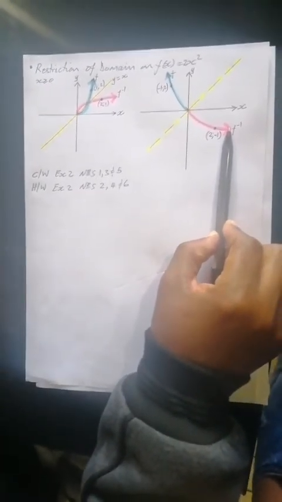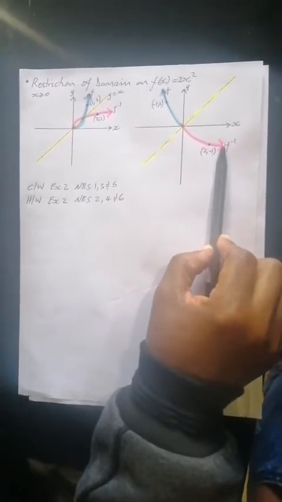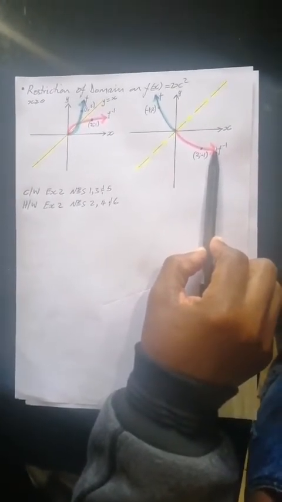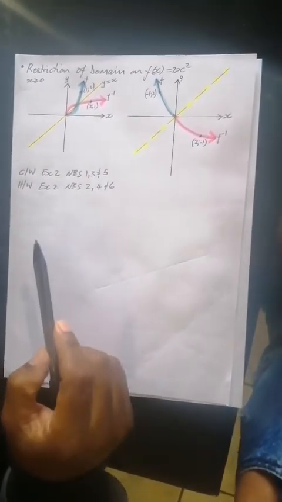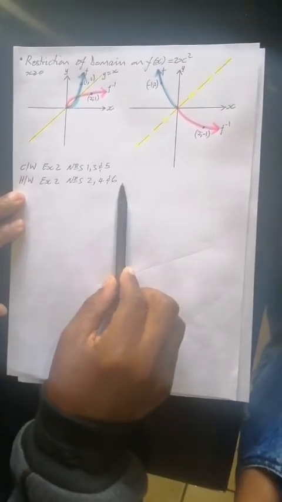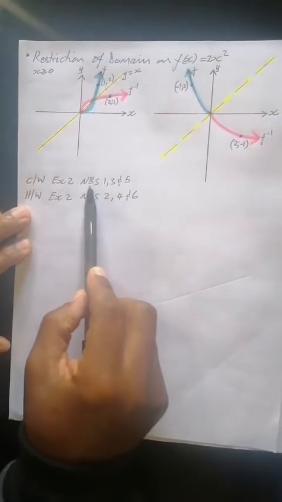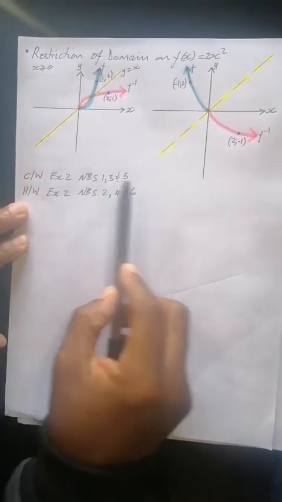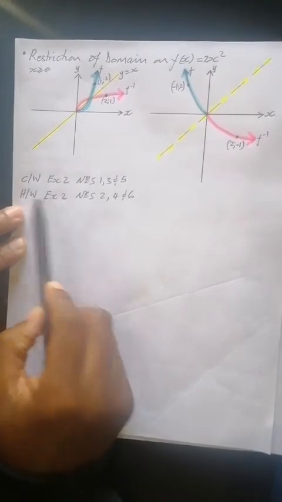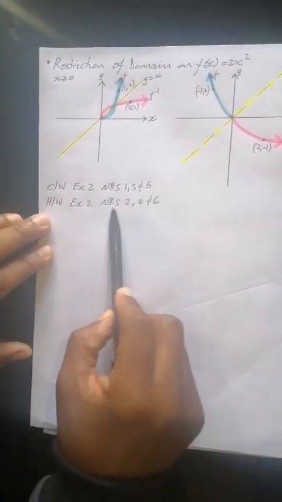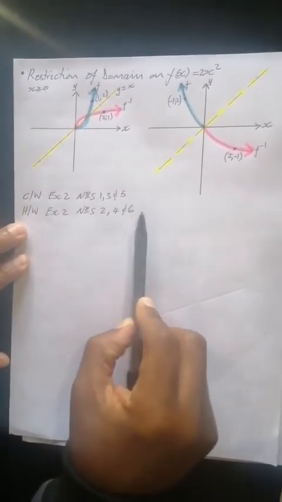So the inverse of a quadratic function, to be a function, we need to restrict our domain for the graph f. We need to restrict the domain of the graph f. Then we are going to do the exercise now. It will be classwork, exercise 2. We do numbers 1, 3, and 5. And your homework will be exercise 2. You do numbers 2, 4, and 6.